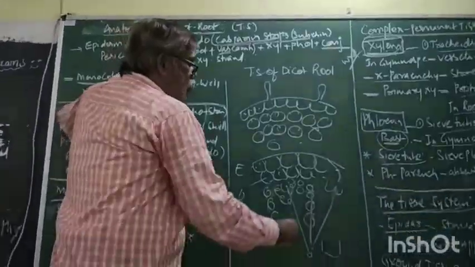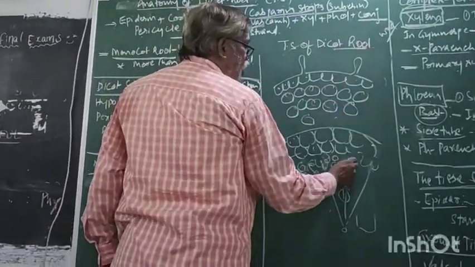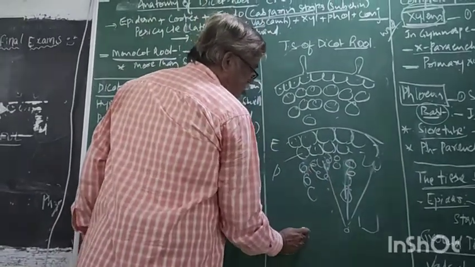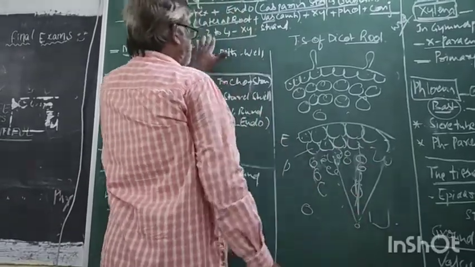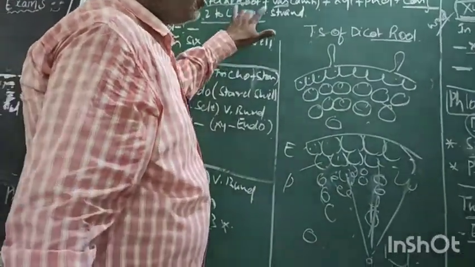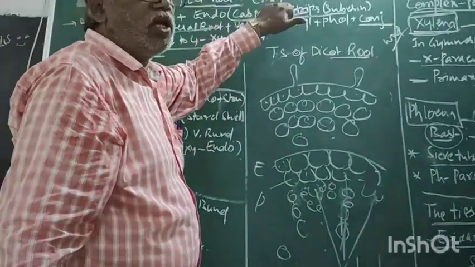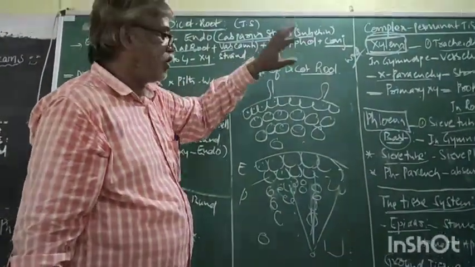Now, what about the xylem strands? How many xylem strands does the dicot root have? 2 to 4. 1, 2, 3, 4. The maximum number of xylem strands is 4 and the minimum is 2. This is the important character. Conjunctive tissue can be seen in the TS of dicot root between phloem and xylem. The arrangement is radial.